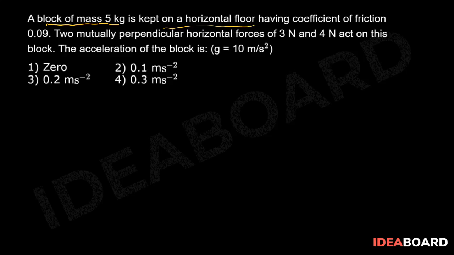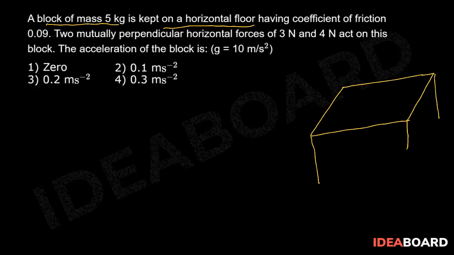a block of mass 5 kg is kept on a horizontal floor. So let us suppose that this has a horizontal floor. It is said that this surface is rough. Its coefficient of friction is 0.09.